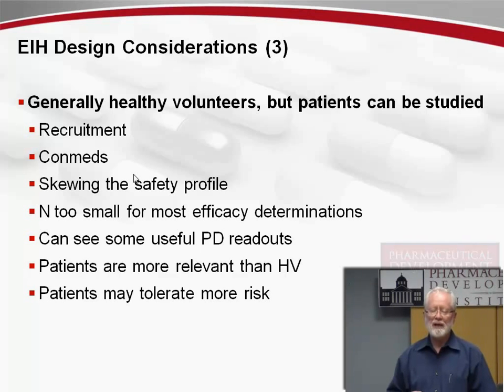And when you get into patients, you tend to want to see numbers more in the 15 to 40 range. And so you get a very incomplete efficacy determination. You can see some useful PD readouts because disease pathways are activated in patients. Patients are clearly more relevant than healthy volunteers, and patients may tolerate more risk. Again, cancer patients are the classic example where often they will go in there.